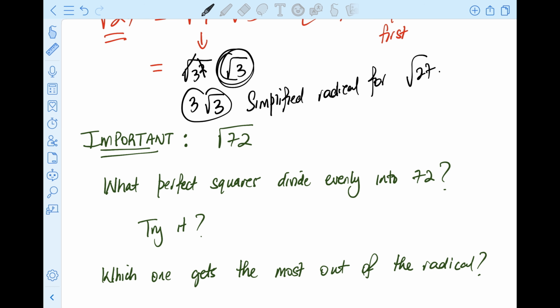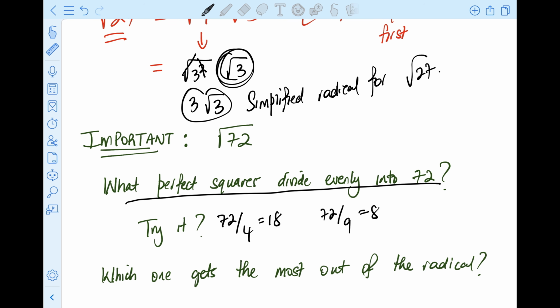So the square root of 72. Here's a question. What perfect squares divide evenly into 72? I say try it, okay? So let's try it. 72 divided by 4 goes 18. So 4 works. What's the next one after 4? 9, there you go. 72 divided by 9 is what? 8. You see the drift?